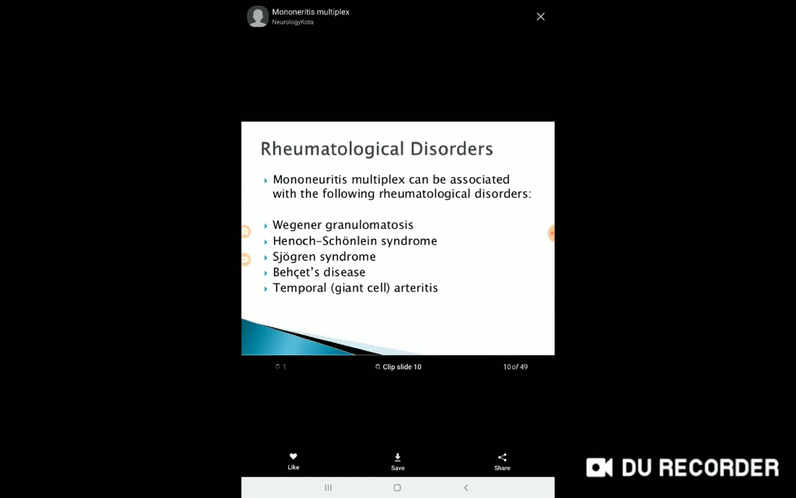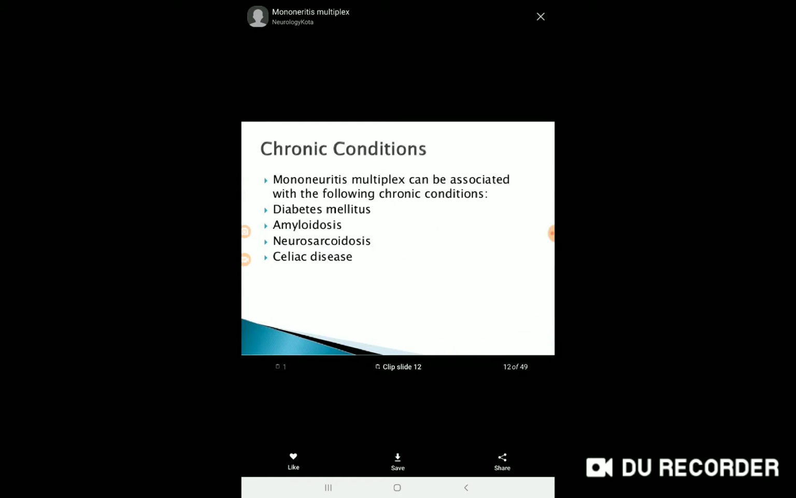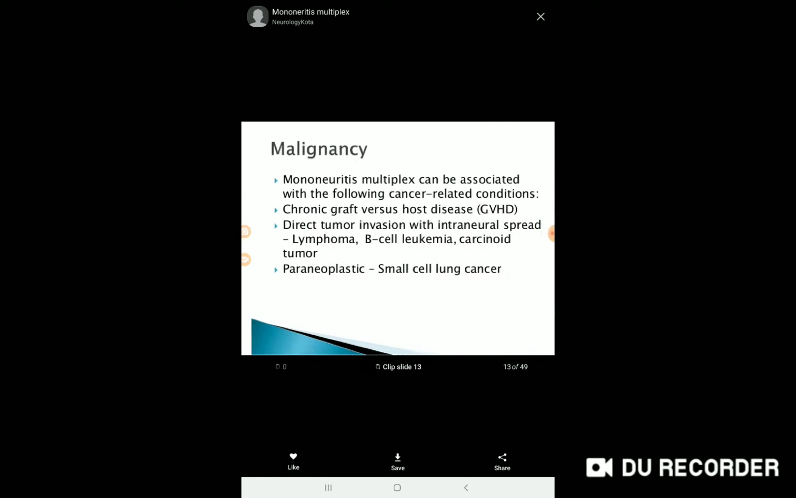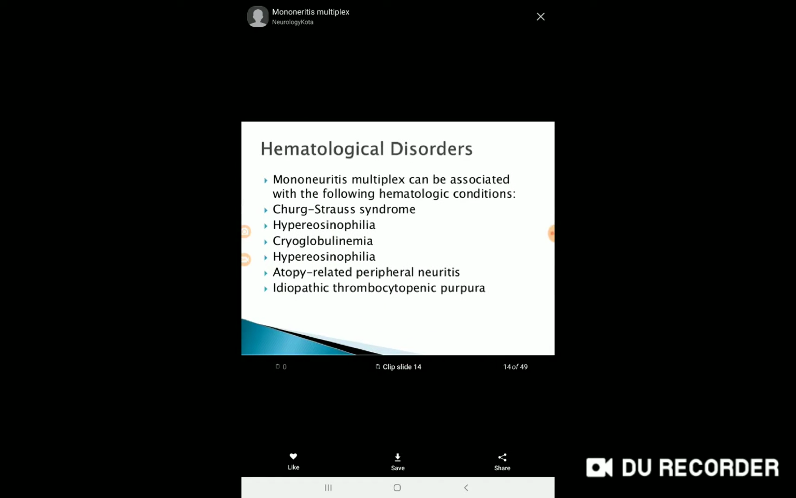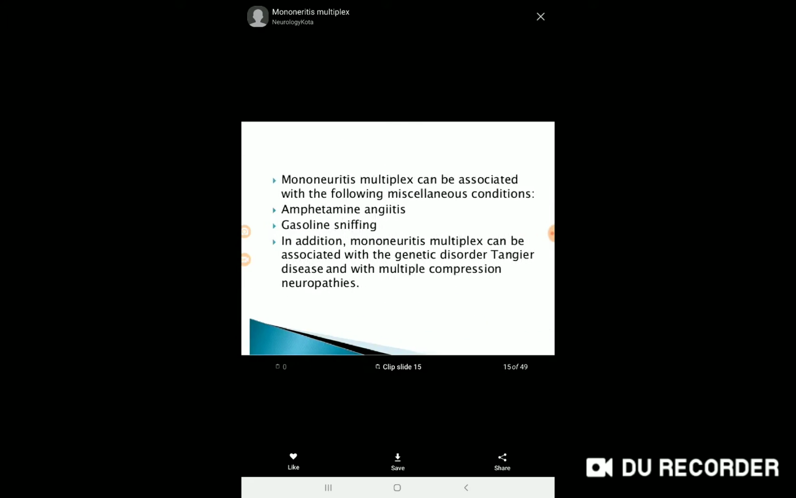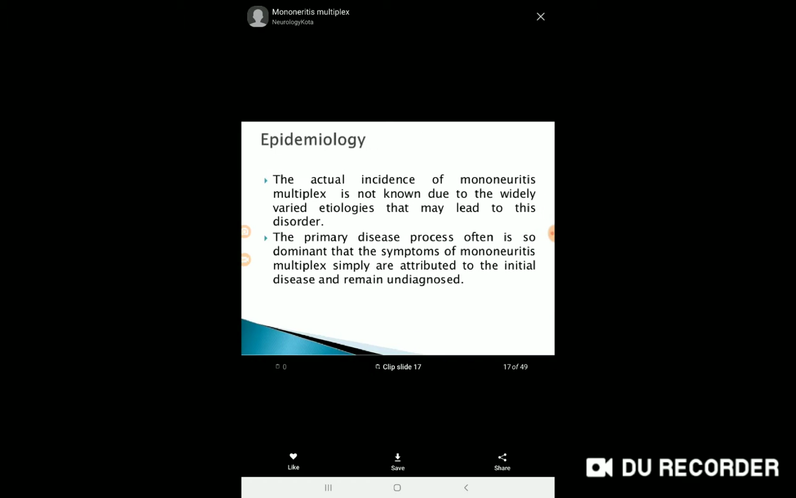Some infective causes, some rheumatological causes, such as Behcet, Sjogren, infection, Wegener, temporal arteritis, SLE, RA, chronic conditions, diabetes, amyloidosis, celiac disease, some malignancy, all sorts of malignancy usually, hematological disease, cryoglobulinemia, Churg-Strauss syndrome, hypereosinophilia. So these are the common causes of mononeuritis multiplex. And actually, 30% of cases have an unknown cause.